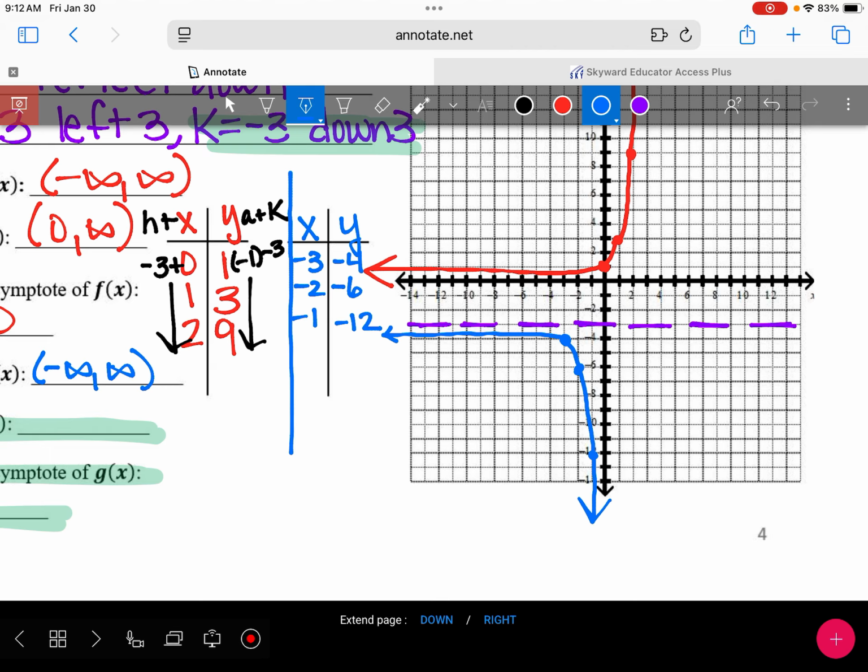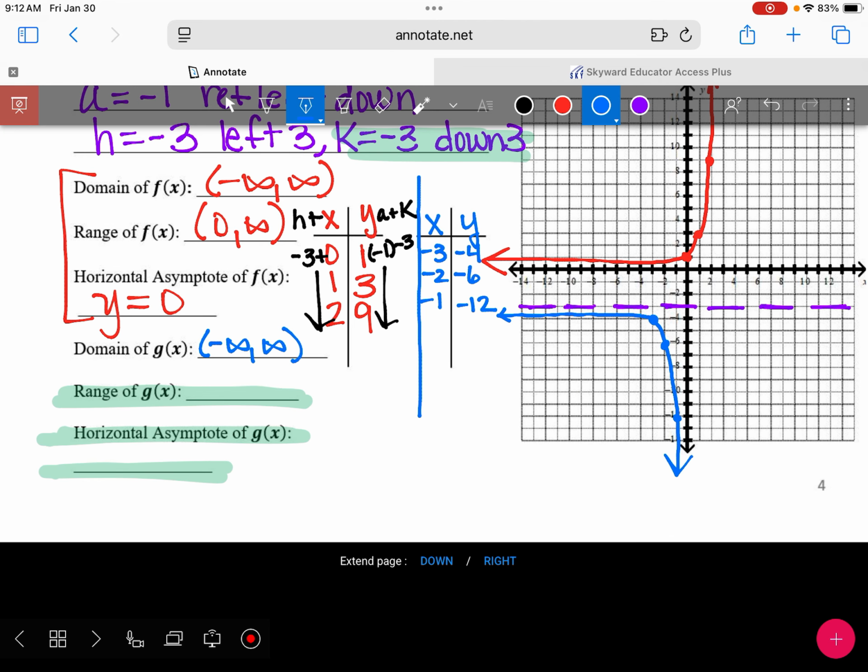Okay. Now, I drew my ceiling in at y equals -3, so let's go ahead and write that for my horizontal asymptote. But this graph is upside down, so the lowest it goes is -infinity. -infinity comes first because it reflects. And the highest it goes, it doesn't get there, but it approaches -3.